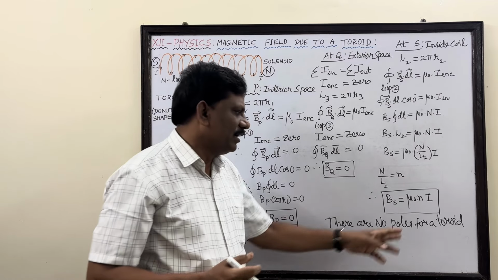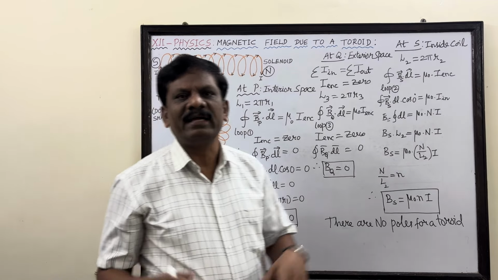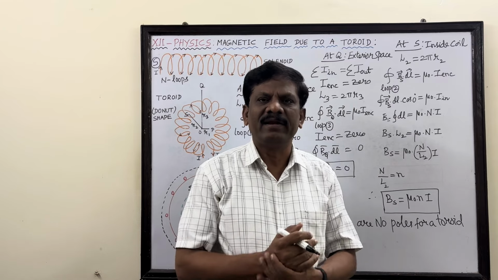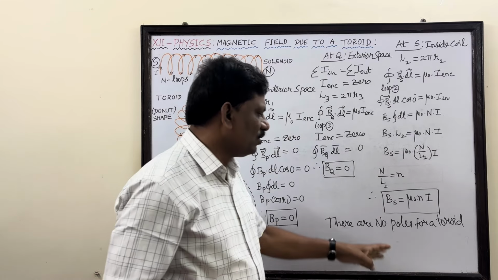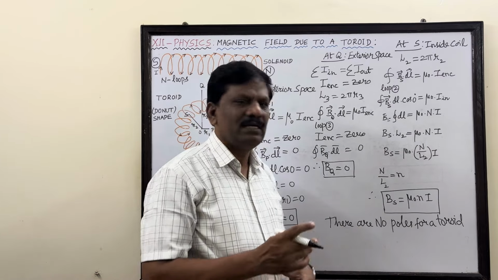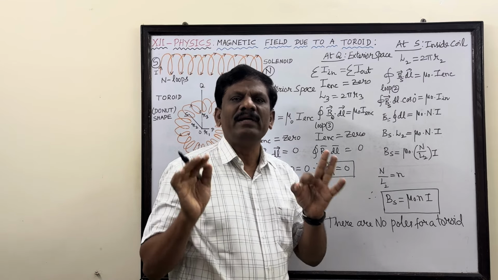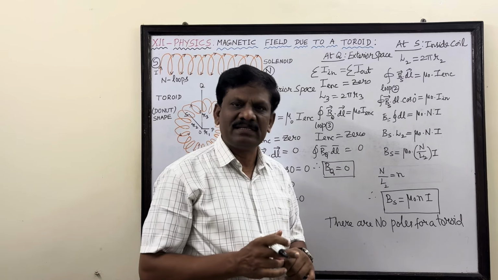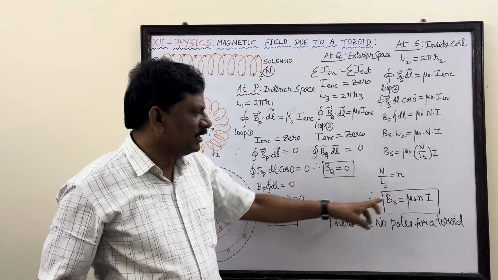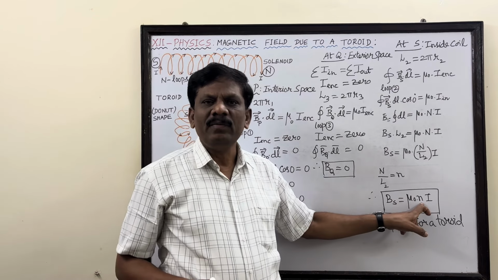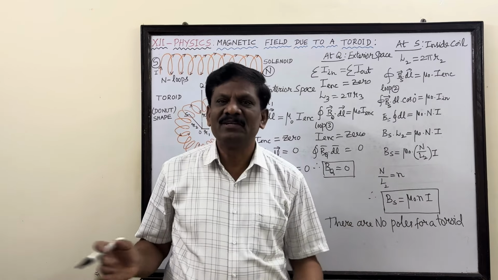Understand? But there will be no magnetic poles like that of a bar magnet or a solenoidal coil, and there is no magnetic moment also for this toroid coil. Only there will be a magnetic field. Understand? And its expression is what? Mu naught n into I. I hope you must have understood well. Fine.